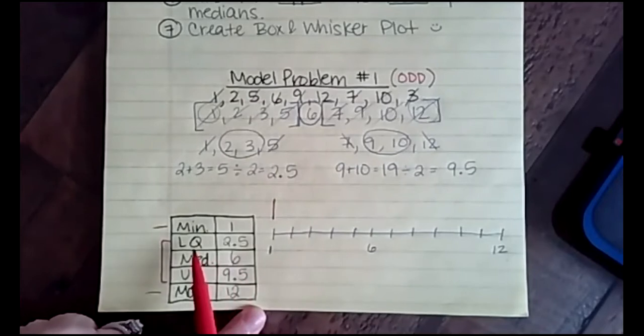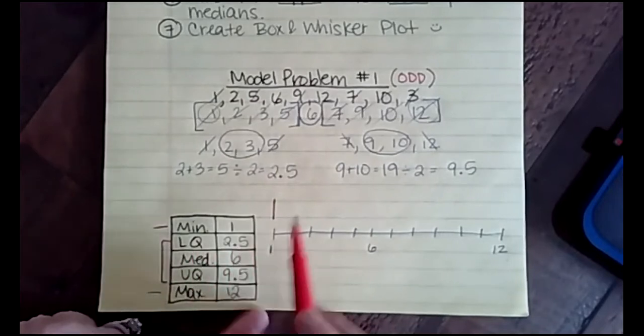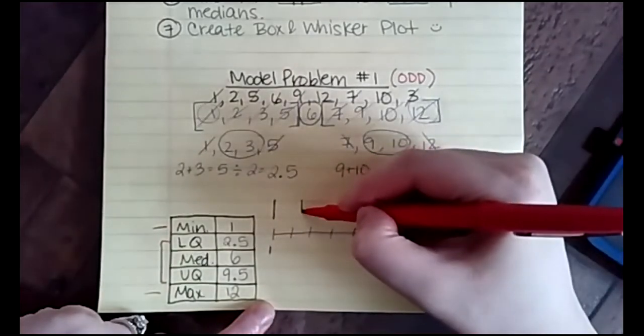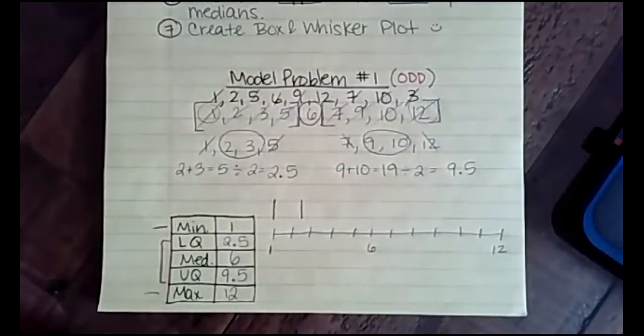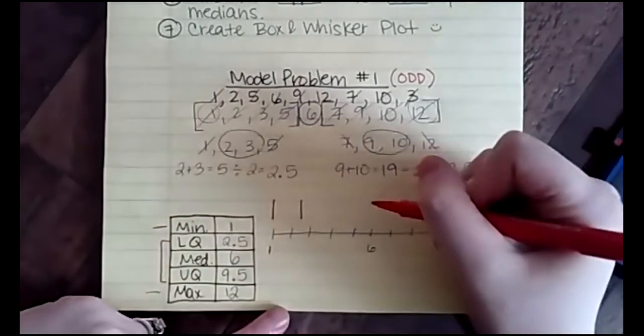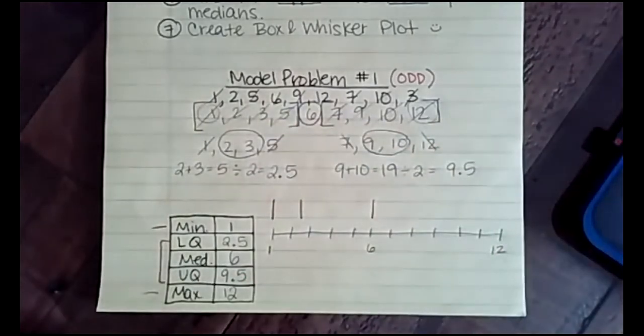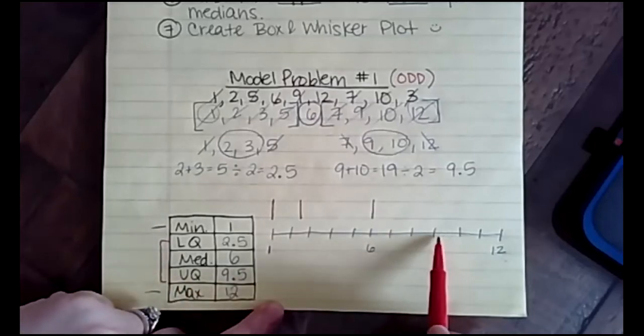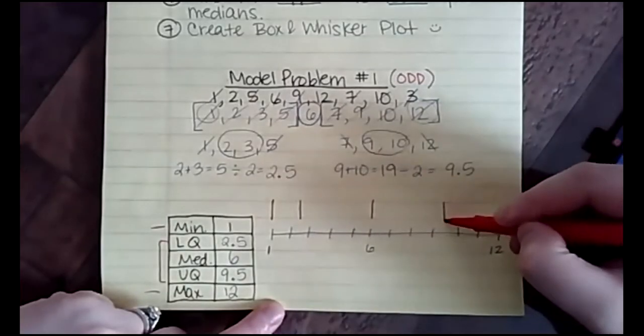My next item is my lower quartile, which is 2.5. So 2.5 is between 2 and 3. So it looks like it's going to be more or less right there. My median is 6, drawing a slash at 6. My upper quartile is 9.5, 6, 7, 8, 9, 10. So it looks like it's going to be between here. There you go.